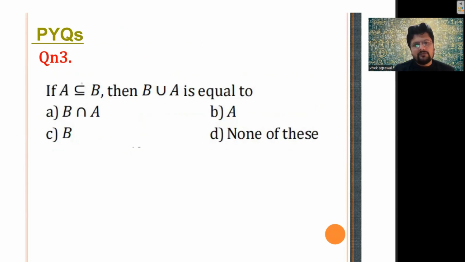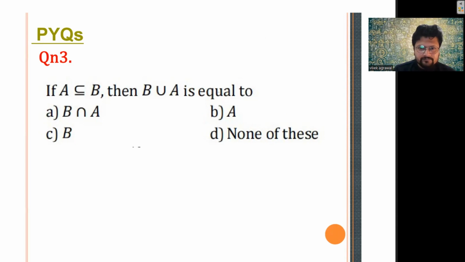Let's talk about the next question. If A is a subset of B, then B union A will be equal to B. For sure. Can anyone explain why it is B? Because B is a subset of A, so it might not have all the elements. So A is the answer.